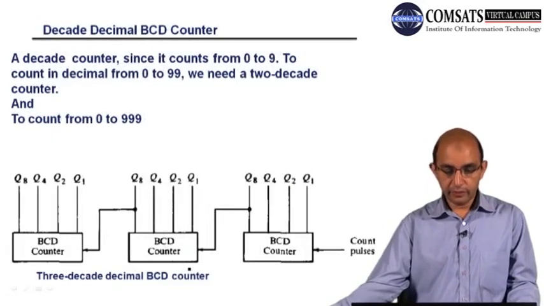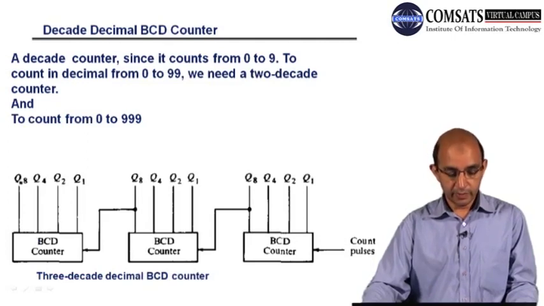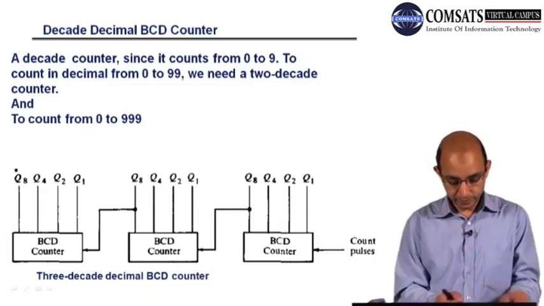Then we can also have the decade decimal BCD counter. This is a decade counter. It can count from 0 to 9. You can see we have the 4 bit counter, the binary BCD counter. Here we have Q1, Q2, Q4 and Q8. You can see the numbers: 1s, 2s, 4s and 8s.